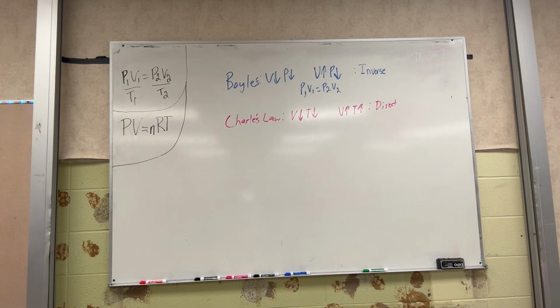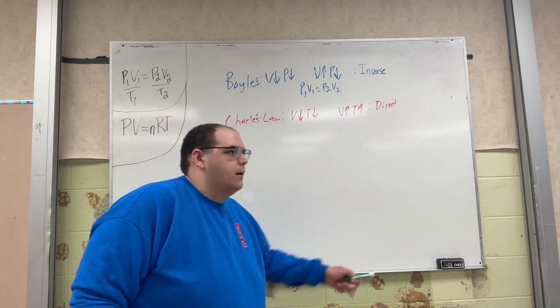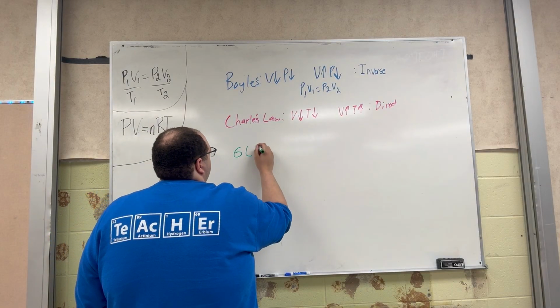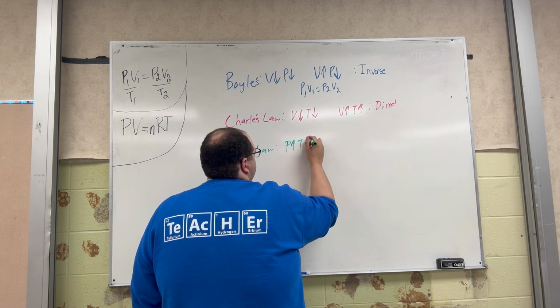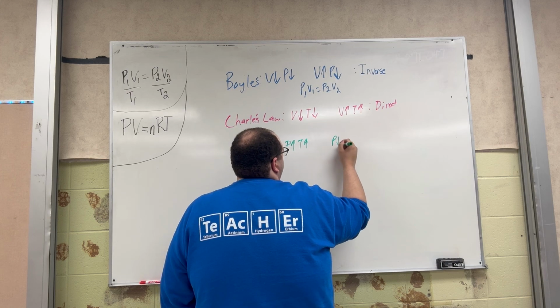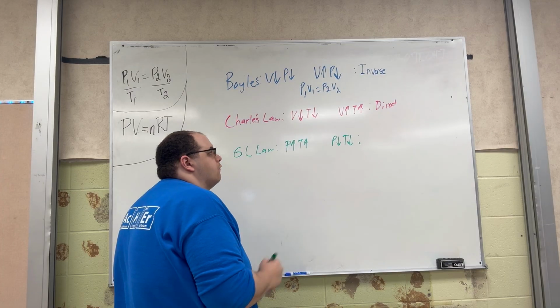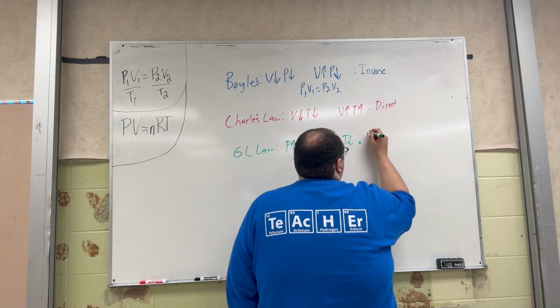Think of your car tire. As it gets cold outside, what happens to your tire pressure? As it gets hot outside, what happens? It goes up. As temperature goes up, your pressure will go up. So for Gay-Lussac, as pressure goes up, temperature goes up. And as pressure goes down, temperature goes down. Is that direct or inverse? It's direct. Right.